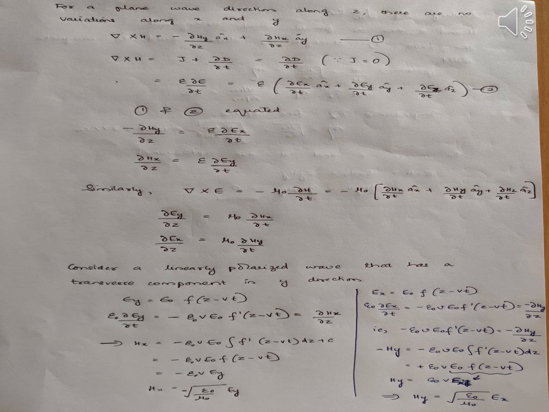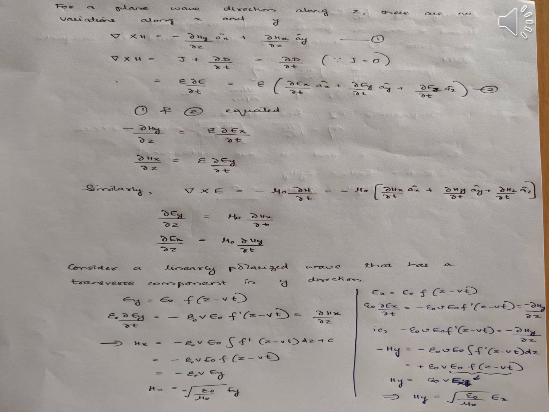And what is the differential of f of z minus Vt with respect to t? It is going to be f dash of z minus Vt into minus V. I also mentioned that you're multiplying LHS and RHS with an epsilon naught. So everything put together, what will you get the right hand side as? Minus epsilon naught V, which is the velocity of propagation, E0 f dash of z minus Vt.